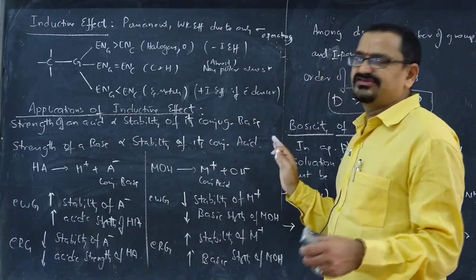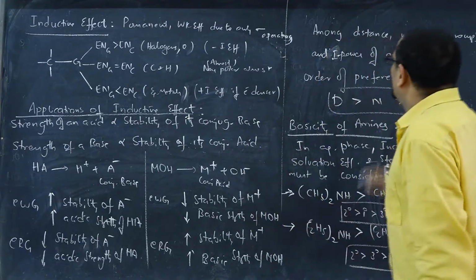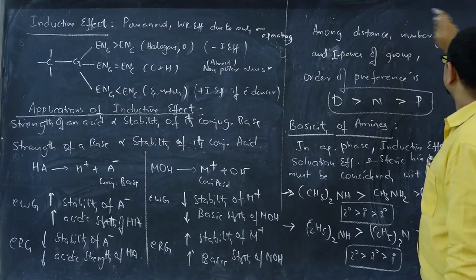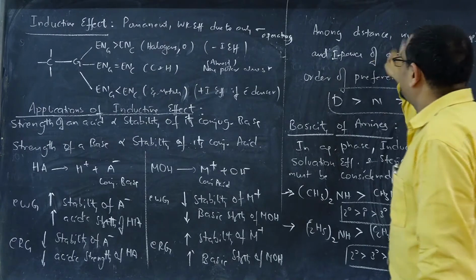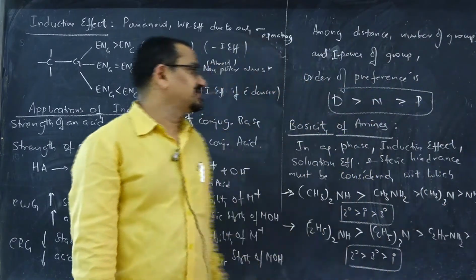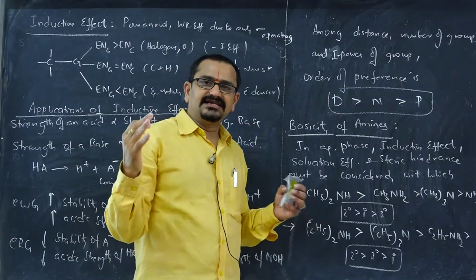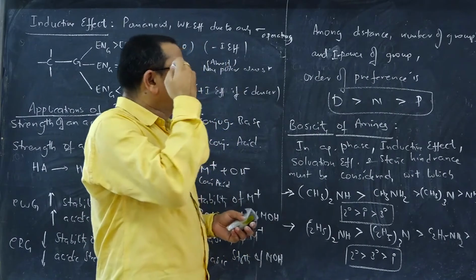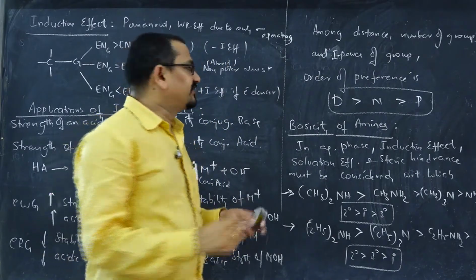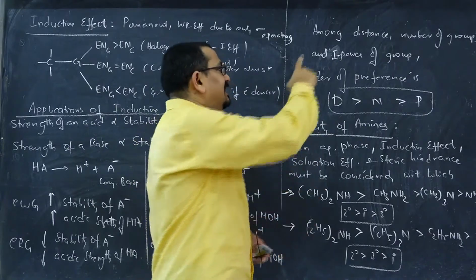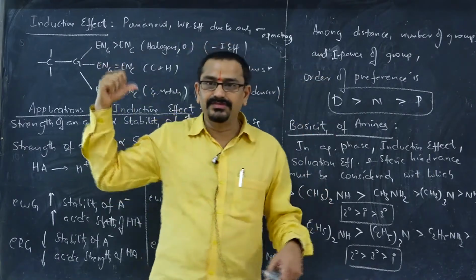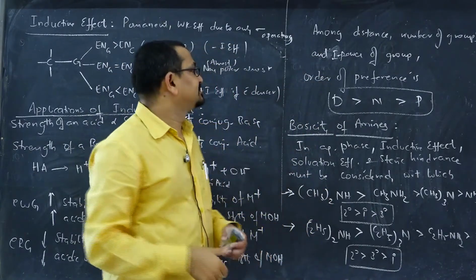So these are the points we have to apply in detail. Now, among the distance, number of groups and inductive power of the group, this is another question possible. See, as it is a revision in less time, we cannot discuss all cases. Instead of giving one or two questions, I am directly specifying the rules from the beginning of GOC. You might have noticed that.